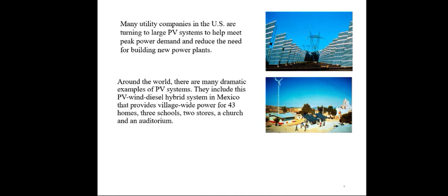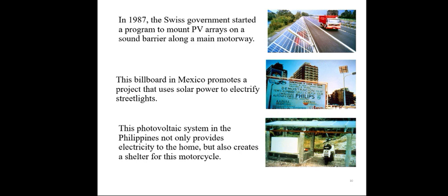They include this PV wind diesel hybrid system in Mexico that can provide village-wide power for 43 homes, 3 schools, 2 stores, a church and an auditorium. In 1987, the Swiss government started a program to mount PV arrays on a sound barrier along the main motorway. This photovoltaic system in the Philippines not only provides electricity to a home, but is also used to create a shelter for these motorcycles.